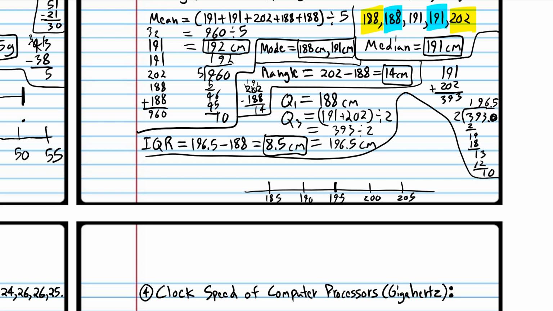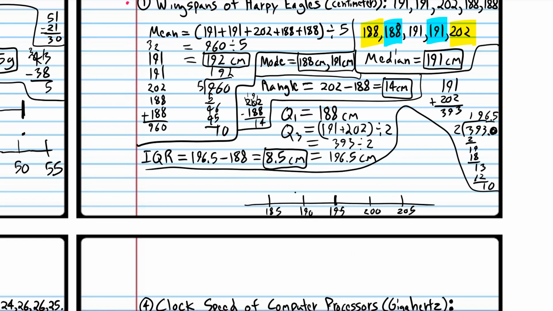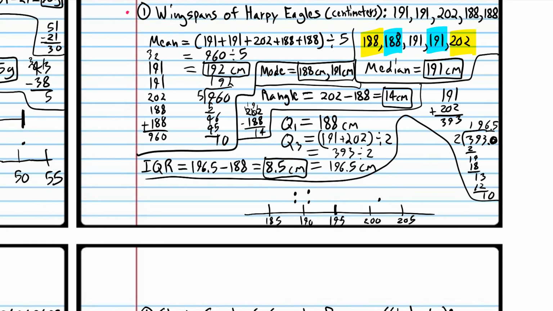All right, now let's put the dots. We have 2 188s, we have 2 191s, and then we have 1 202. So again, there's not really that much data here to give us anything useful. We only have 5 data points. But it looks like this is an outlier from the data that we have. So anyway, if you got that dot plot, something that looks like that, then good job.